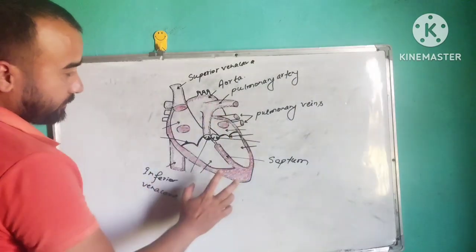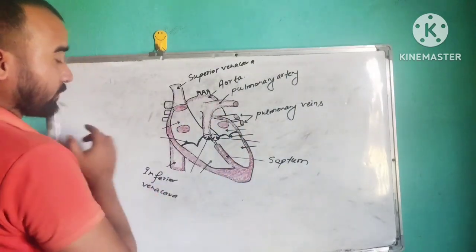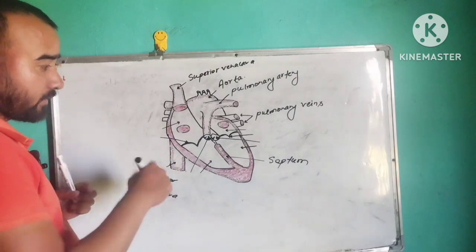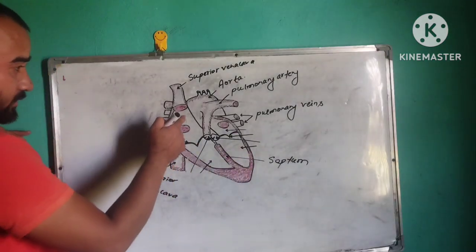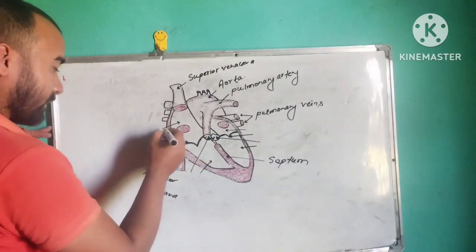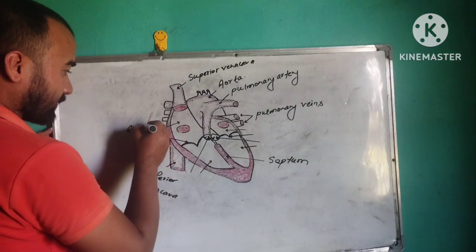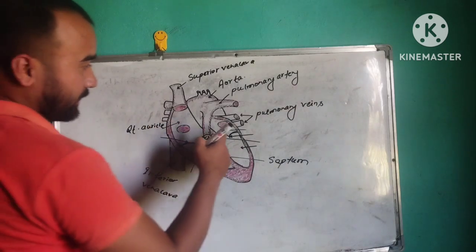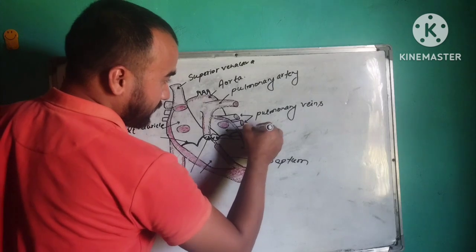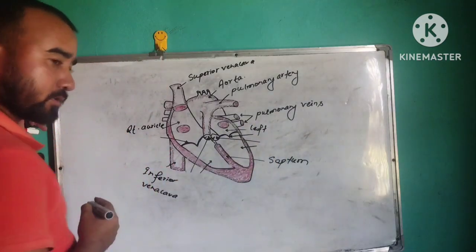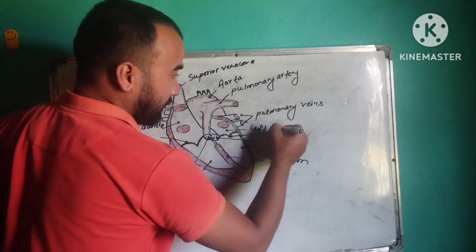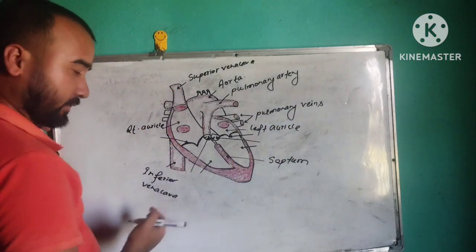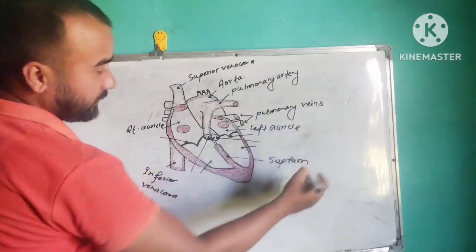Okay, there are four chambers. The upper chambers of the human heart are the auricles, and the lower chambers are called ventricles. I had already told you about that. These two are the auricles. The first one is the right auricle, situated at the right side, and this one is also an auricle, situated at the left side, so we say the left auricle.